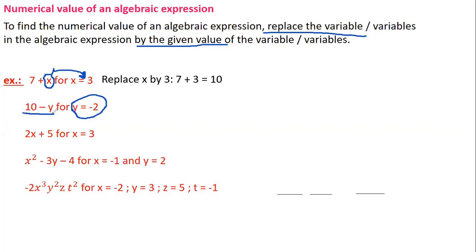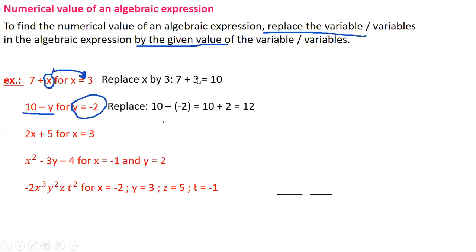10 minus, we put them in parentheses. Bravo. Why did we write y, which is minus 2, between parentheses? Because we have a minus and a minus after each other, right? Yeah. Bravo Sari. So we replace y in between parentheses as Sari said.